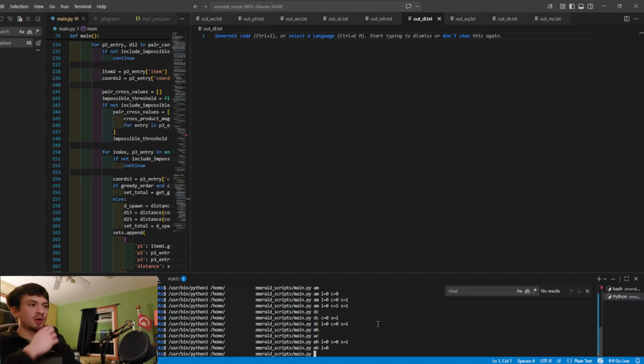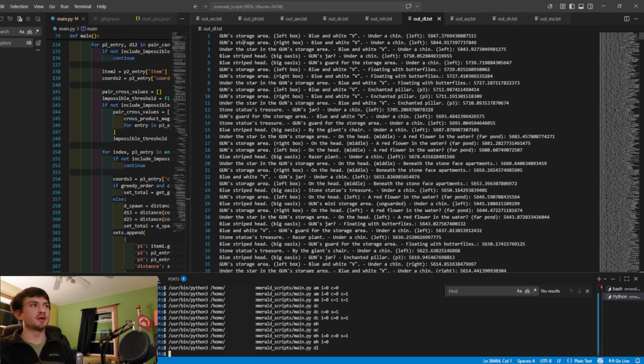So let's do Dry Lagoon. You can take a guess at what you think the farthest pieces are. You might be able to get pretty close already if you're familiar enough with the stage. So the farthest one is Guns Storage Area, Blue and White V under Gin. Maybe you didn't guess these exact pieces, or maybe for each piece you didn't guess the right location. My first thought was maybe Blue and White V first piece, and then something in the gun storage area for the second piece, and then something like, I don't know, under a chin for the third. But nope, it's this case, which is pretty much the same thing.